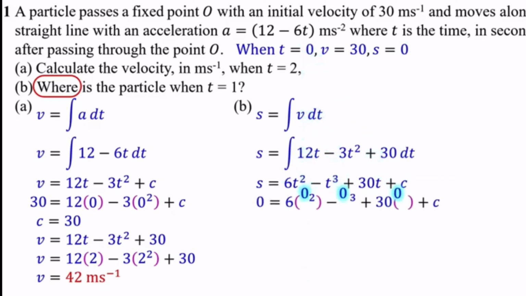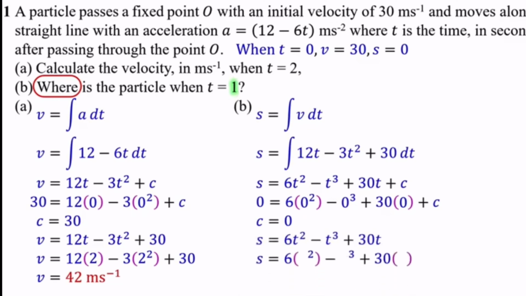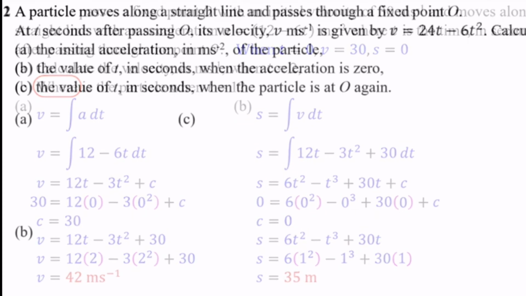So, when we have the c as 0, we can write again the displacement in terms of t. Then we will substitute the time, which is 1 second, into the displacement function. When we substitute and simplify, we will get the displacement of the particle at t equal to 1. So the displacement is 35 meters.